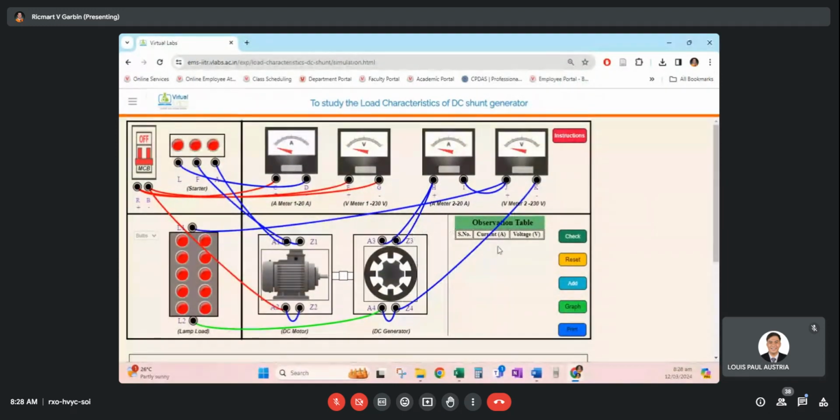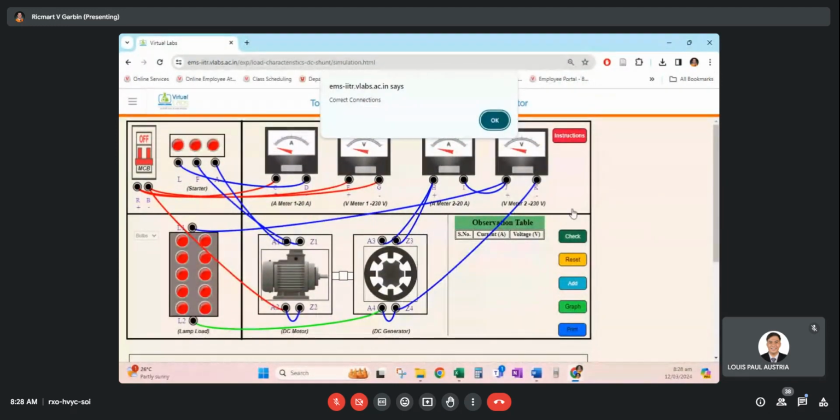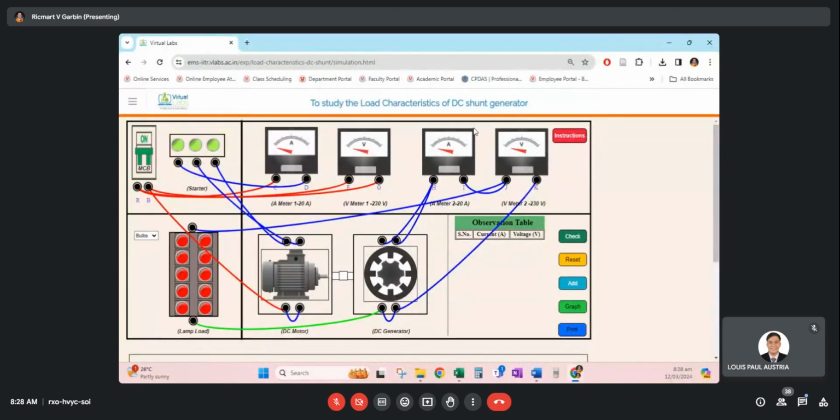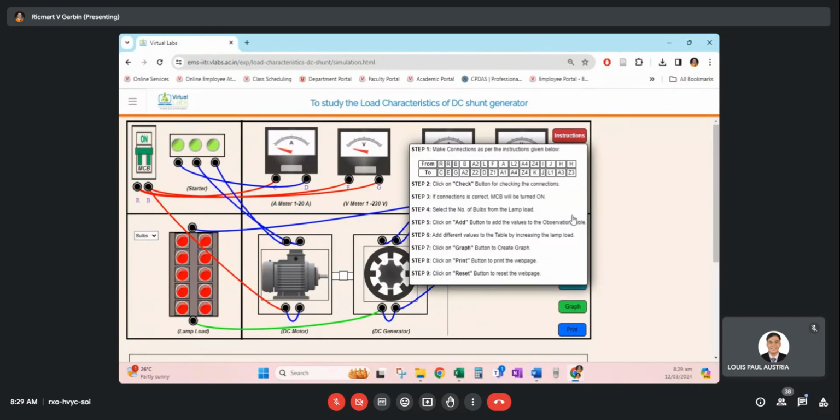Nalagay na natin, pwede natin siyang i-check. Tapos, may lalabas dito na all are correct connection. So, ibig sabihin, tama yung ating naging connection. So, dyan, pwede na natin i-on. Pwede na natin i-on yung ating brake.